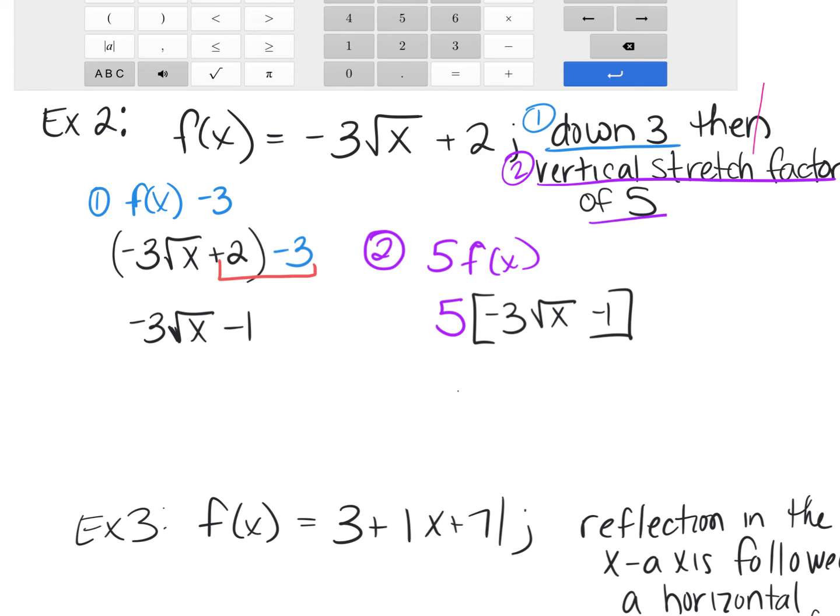And I get g of x equals what? -15 square root of x minus 5. Make sure you distribute the 5. Where'd you get the brackets from? I'm just putting the brackets around the function so that I know what I'm multiplying that to. I could use parentheses instead, but sometimes the brackets stand out better. So it's no different than putting parentheses around that.